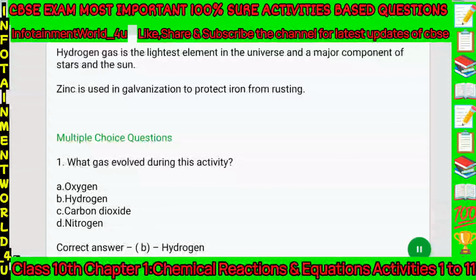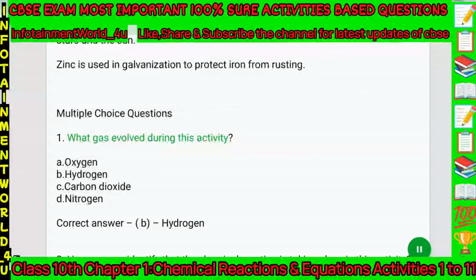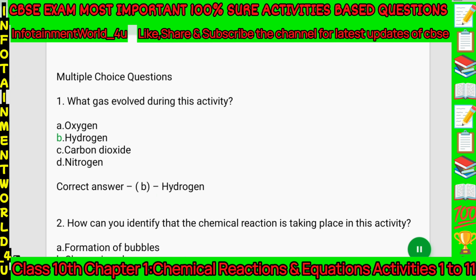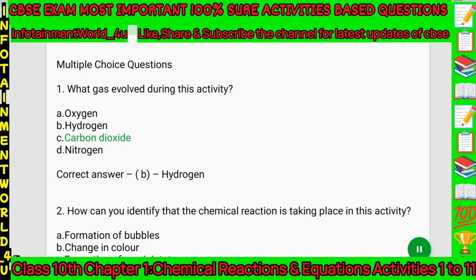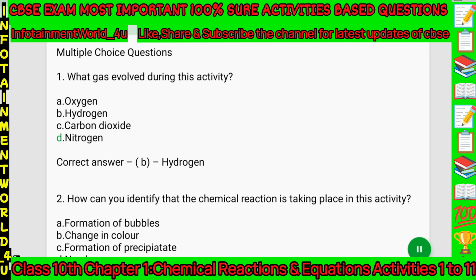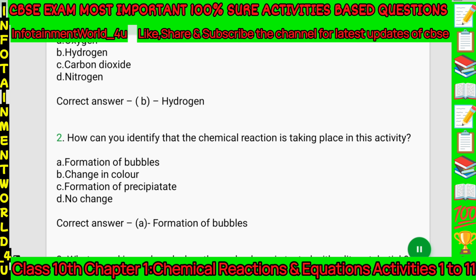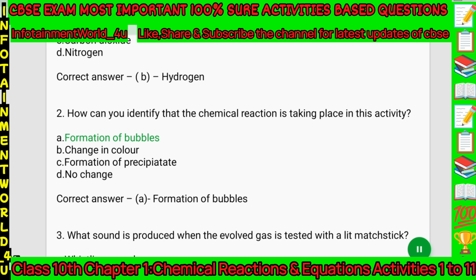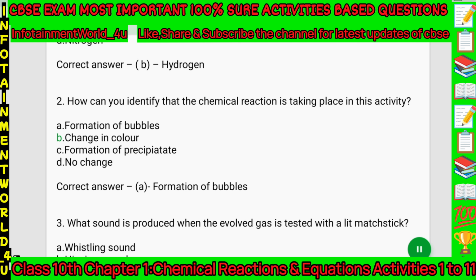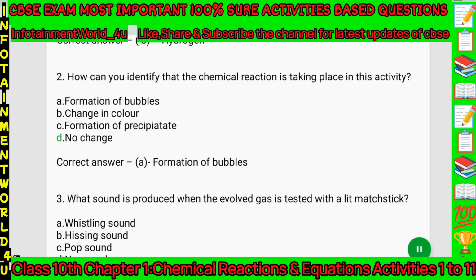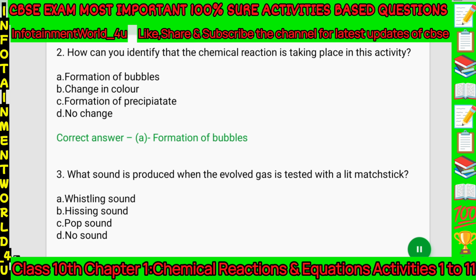Multiple choice questions. 1. What gas evolved during this activity? A. Oxygen. B. Hydrogen. C. Carbon dioxide. D. Nitrogen. Correct answer: B, Hydrogen. 2. How can you identify that a chemical reaction is taking place in this activity? A. Formation of bubbles. B. Change in color. C. Formation of precipitate. D. No change. Correct answer: A.